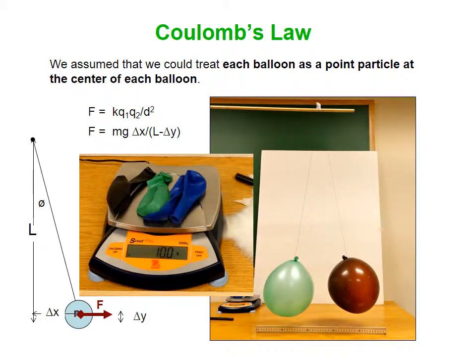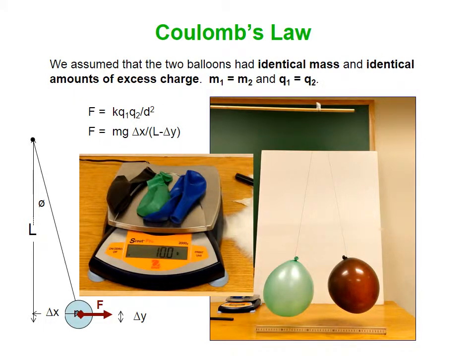We assumed that we could treat each balloon as a point particle at the center of each balloon. So we assumed that the center of mass of each balloon was essentially in the center. We assumed that the two balloons had identical mass and identical amounts of excess charge, which allowed us to say M1 is equal to M2, which means we didn't have to use this equation separately for each balloon.